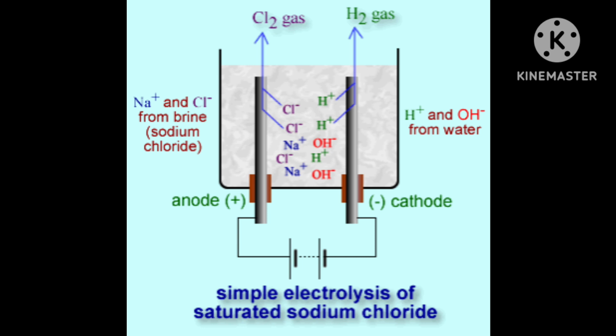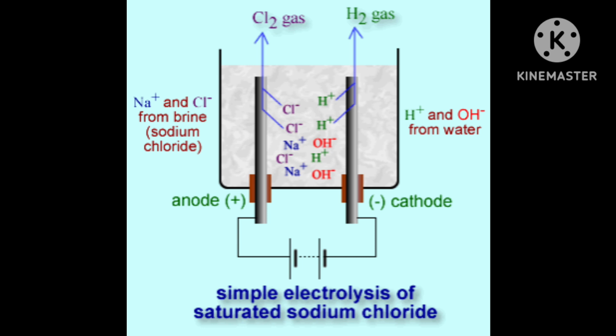At the same time, 2H2O will give O2 plus 4 hydrogen ion plus 4 electrons. 2H2O will give oxygen gas plus 4 hydrogen ion plus 4 electrons. Near the anode, both reactions are taking place.